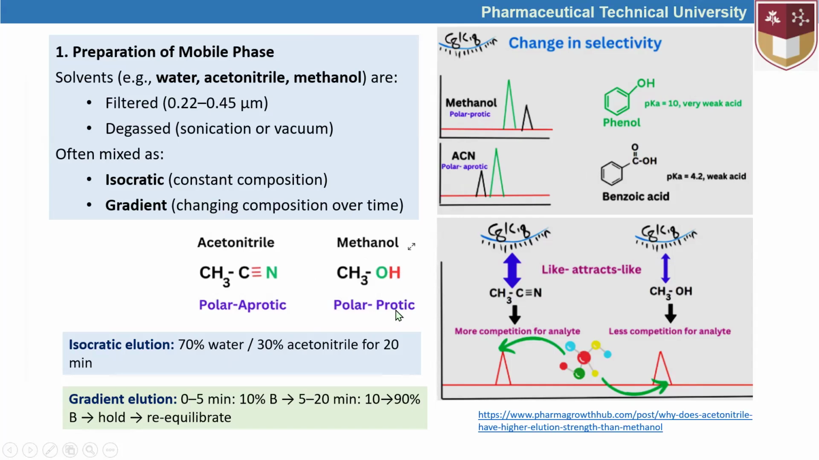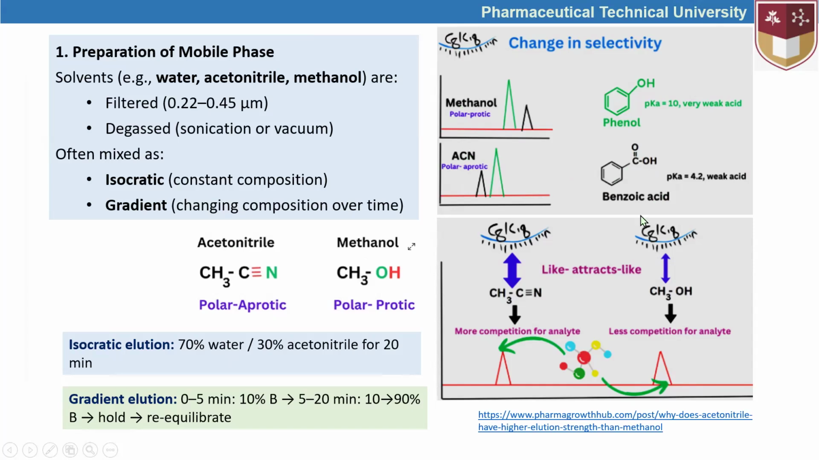Methanol is protic and acetonitrile is aprotic, and here we have methanol and acetonitrile. Benzoic acid, the black compound, has protic nature. It releases protons as well. So by the nature, methanol and benzoic acid are expected to be closer to each other compared to the interaction of acetonitrile, which is aprotic, and benzoic acid.